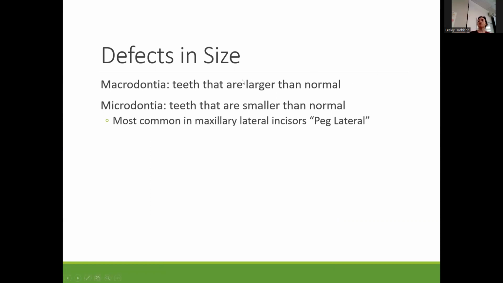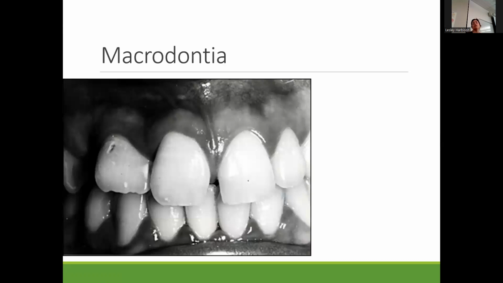So some more terminology: macrodontia, macro being bigger, micro being smaller. So macrodontia, teeth are larger than normal. Microdontia, teeth are smaller than normal. And for the smaller than normal, it's most commonly the lateral. Just because they're smaller doesn't mean they are a peg lateral. That's more of a specific shape, but they could just be smaller in size. And people can have that on different teeth, but in general, it's most often a lateral.